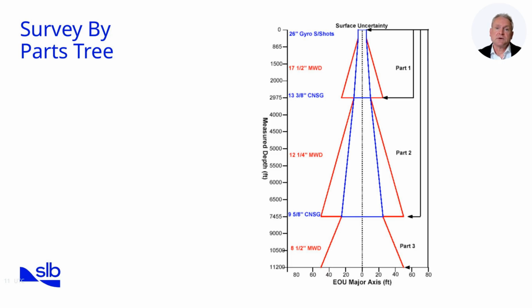The value of this approach is clear. If we relied solely on one continuous error model from surface to TD, uncertainty could grow unacceptably large, shrinking the driller's targets and increasing the risk of not achieving the target with statistical certainty. Survey by parts is a structured way to manage accuracy, ensuring EOUs remain within tolerable limits and final well placement is reliable. It is essentially risk management in survey design.